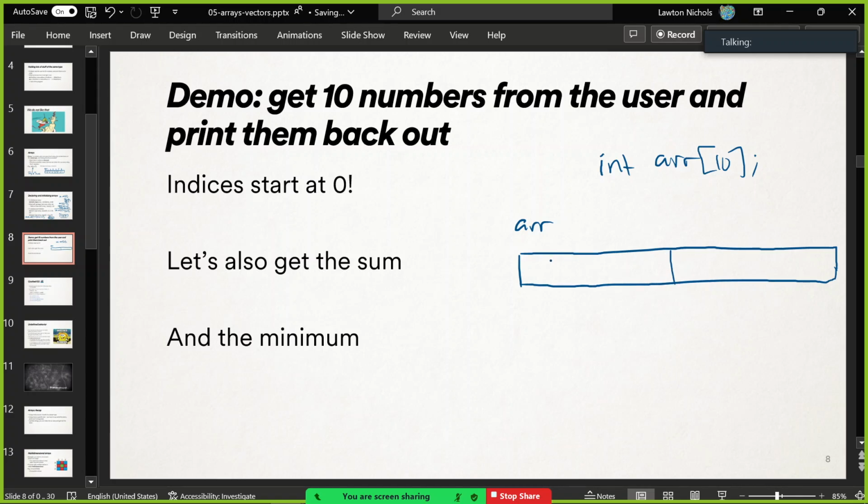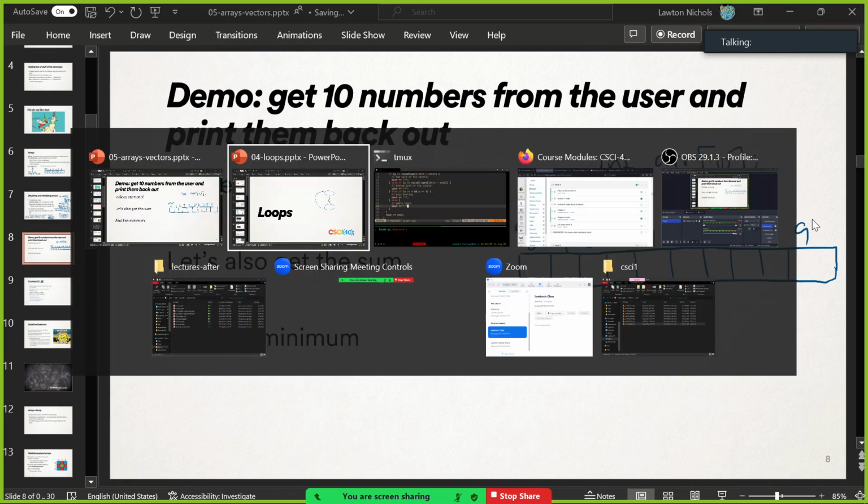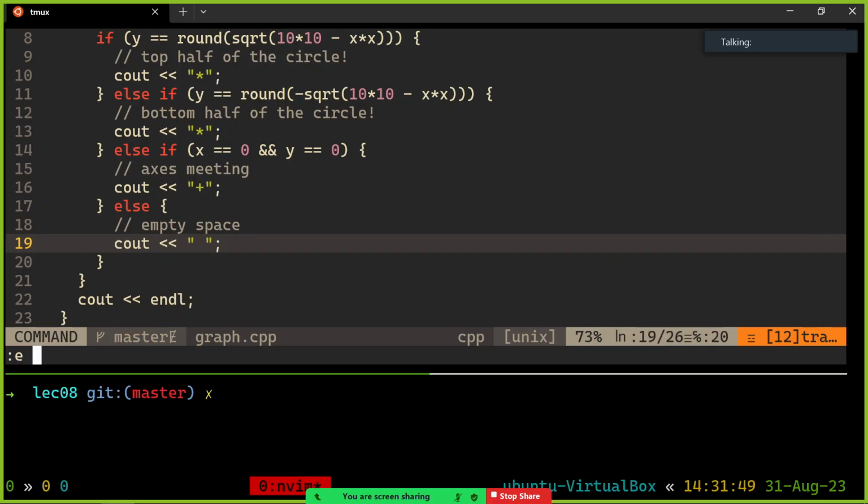I'll fill them in. So, 2, 3, 4, 5, 1, 2, 3, 4, 5. So the indices into this array would be 0 through 9: 0, 1, 2, 3, 4, 5, 6, 7, 8, and 9. So 10 total. So let's get an array from the user and just print everything back out. Let me show you how to do this with a loop. That's why we need to study loops first.